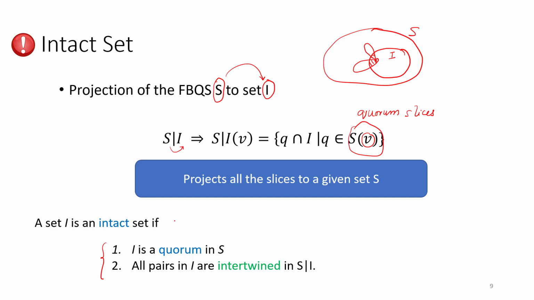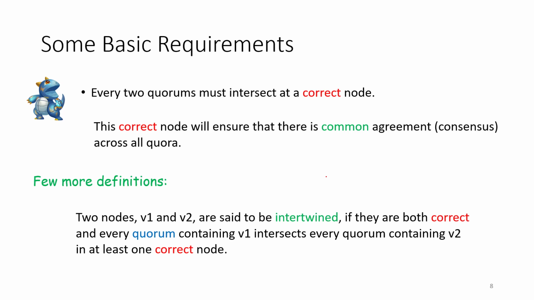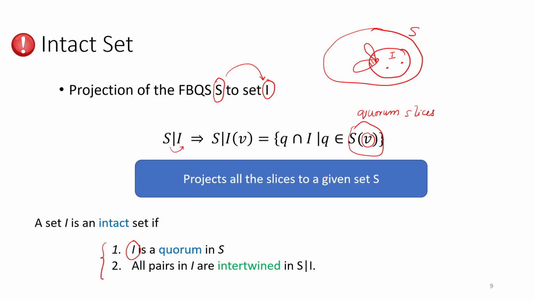So what we do is that we take the federated Byzantine quorum system S, and in that, let's say I choose one quorum and that quorum is I. So I call that I an intact set if all pairs of vertices within I, let's say this vertex and this vertex, are intertwined. Go back to the previous slide to understand what intertwining means.